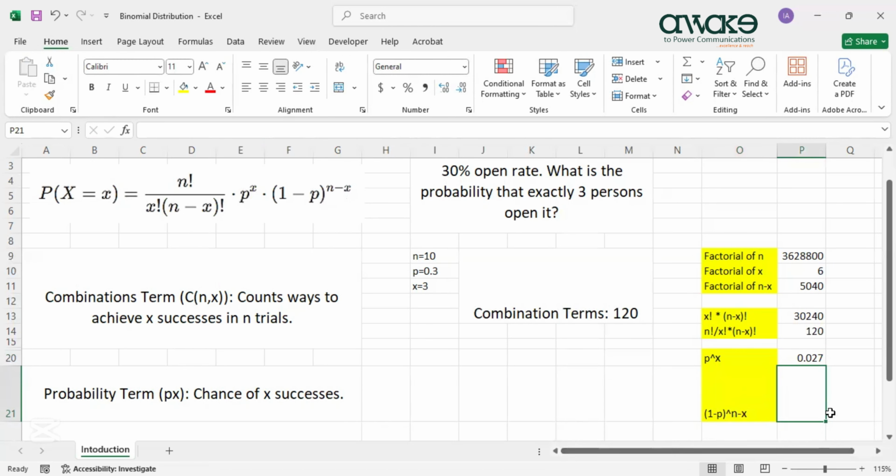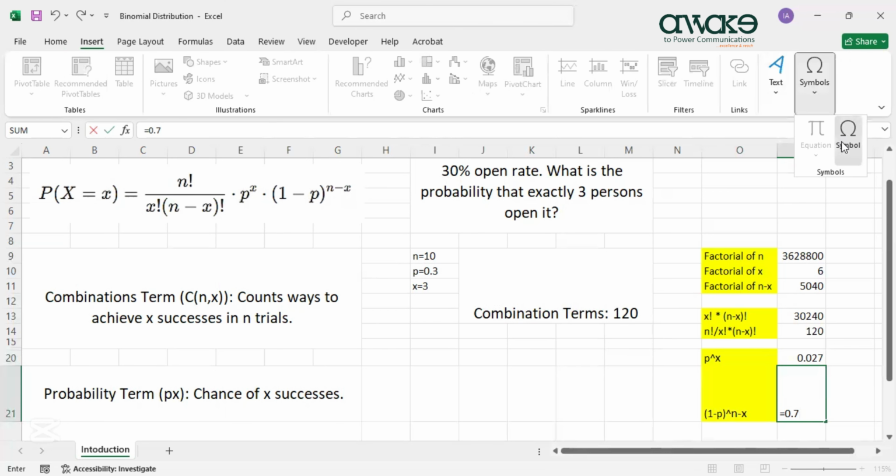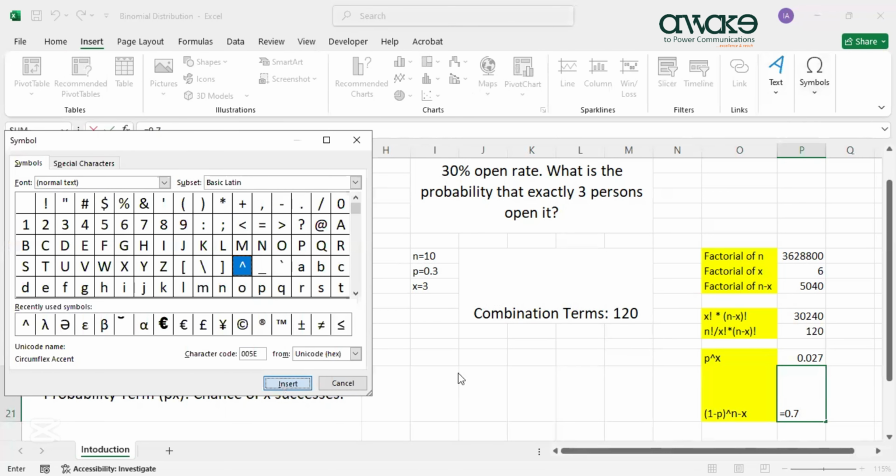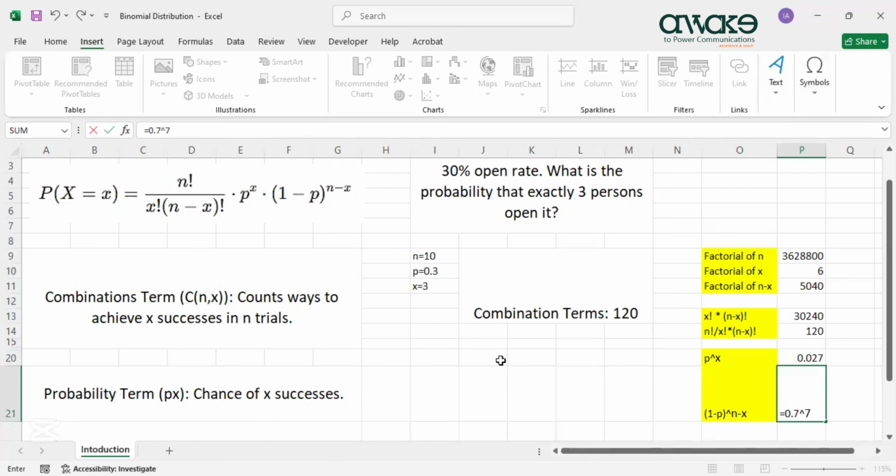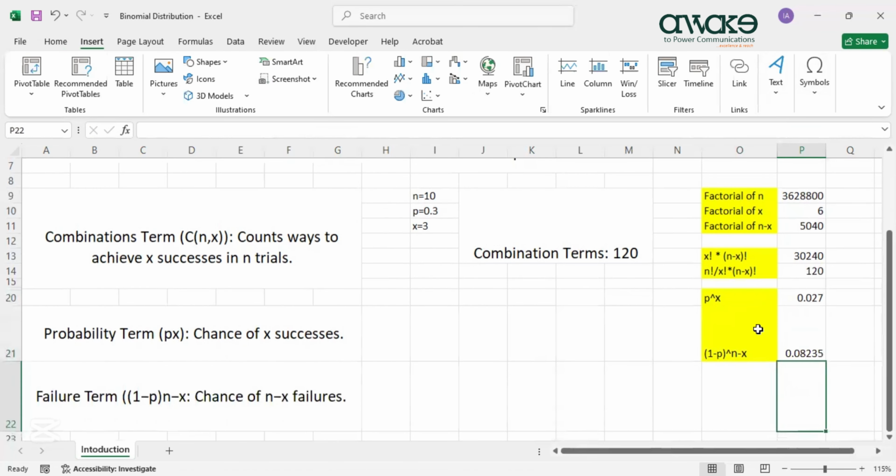So let's calculate this now. Say equals 1 minus our probability, which is 0.3, will definitely be 0.7, right? So say equals 0.7, then to the power of n minus x. N is 10, x is 3, right? So n minus x will be 7. So let's insert to the power of n minus x, which is 7. We hit enter. We have our value.